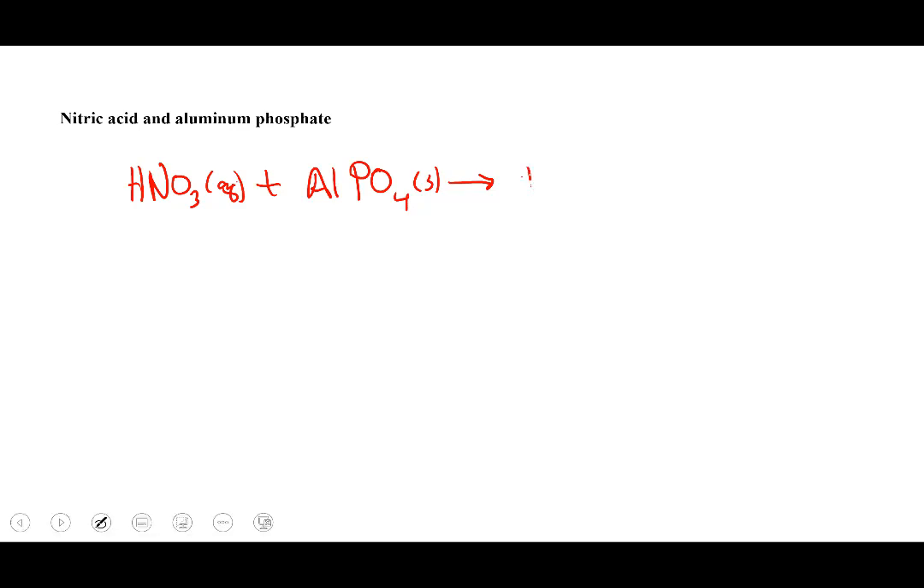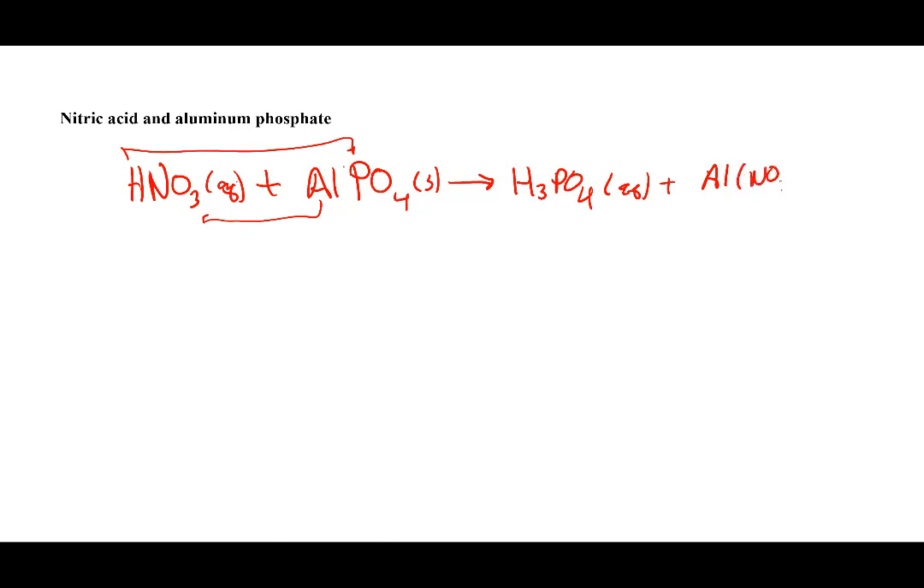So we're going to make H3PO4. Some of the hydrogens are reacting with the phosphate, the aluminum's reacting with the nitrate. That's going to be aqueous. And then the aluminum is going to be paired with the nitrates. Aluminum is 3+, nitrate is 1-, so you're going to need 3 nitrates. Nitrate salts are all soluble, so that's aqueous. And then to balance, we're going to need 3 nitric acids.